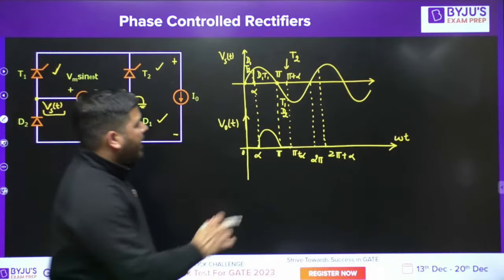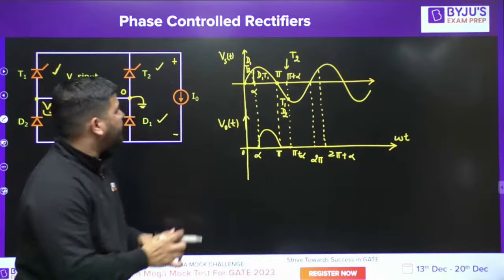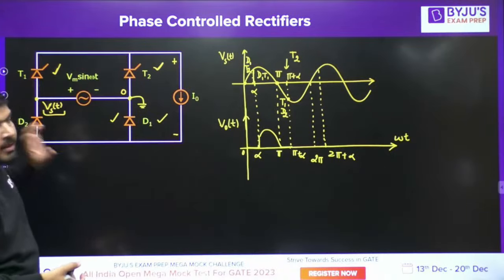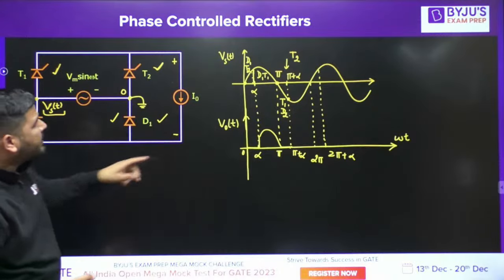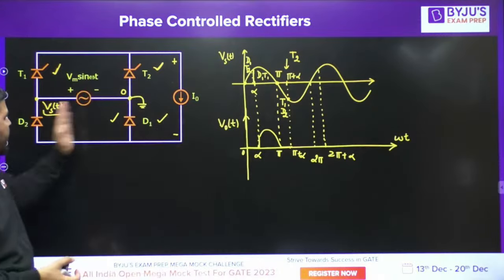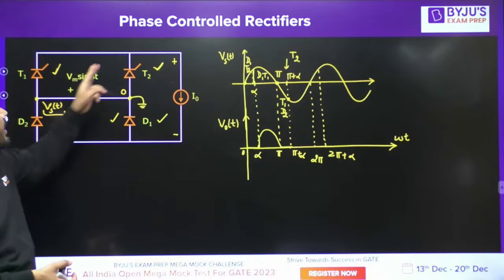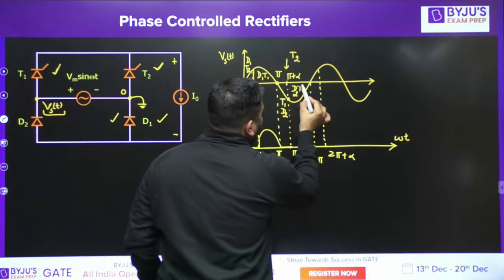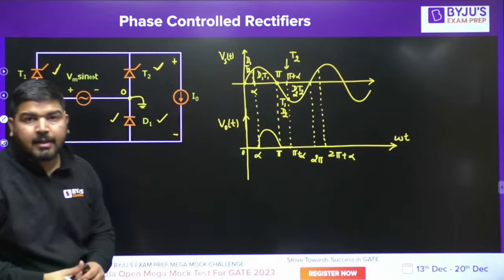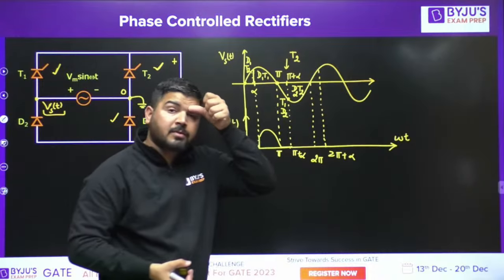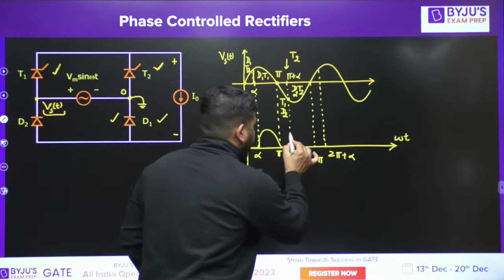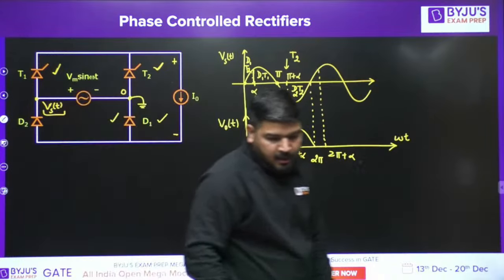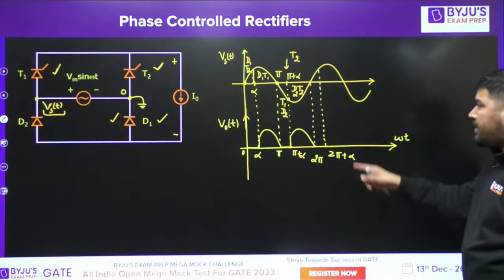Now at this instant again T2 will get fired. If T2 is fired, then T1 will be turned off. It will be reverse biased. So now since VST is negative, in these two devices D2 will conduct and above T2 is conducting. Now D2, T2 are conducting. If D2, T2 are conducting, then the output voltage will be negative of this supply voltage. So negative of the supply voltage is this. So you can say that this will be my wave shape of output voltage.